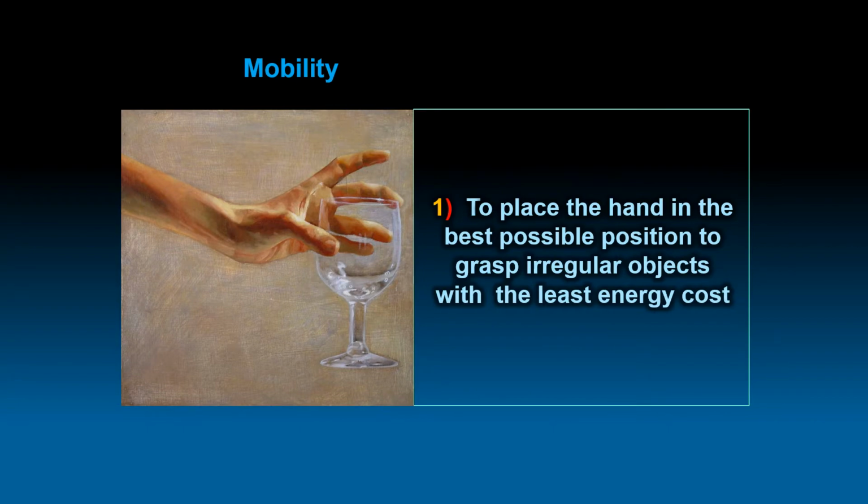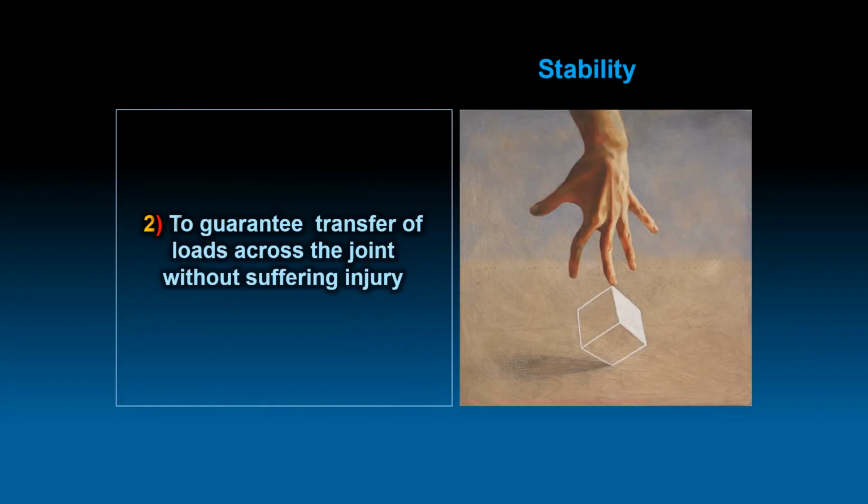Yes, we need a mobile wrist to place the hand in the best possible position that allows manipulating all sorts of objects with a minimal energy cost. But we also need to ensure that the joint is stable to sustain a considerable amount of forces without yielding or suffering injury. Today, I'll share with you the current understanding of carpal dynamics.